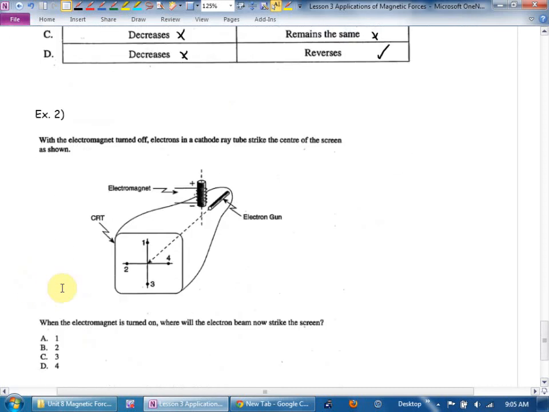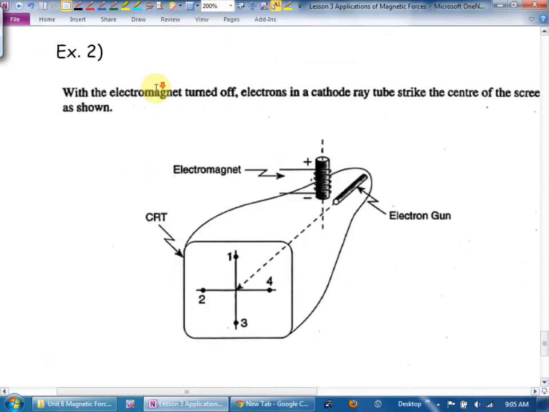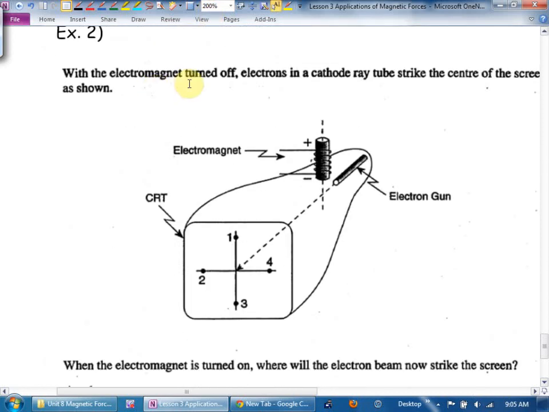Example two. With the electromagnet turned off, electrons in a cathode ray tube strike the center of the screen as shown. So with this solenoid turned off, they hit dead center. Now we're going to turn this solenoid on. I need to zoom into this diagram a little bit, so I will. What I need to do is figure out which way this electron will get deflected. By the way, the electron is coming towards me.